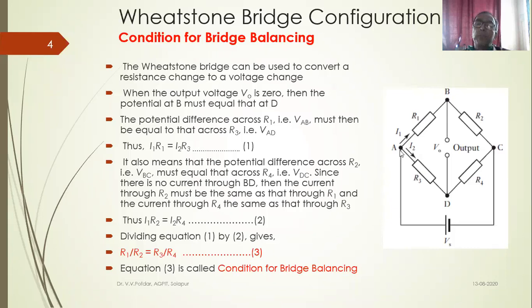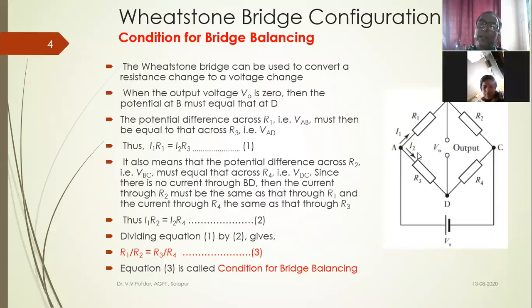So across 2 apex points A and C, I am giving the input voltage Vs, input DC voltage Vs. Vs corresponds to supply voltage. And as I said, I can give 5 volt DC or 6 volt DC as the input voltage. And across these apex points B and D, I take the output. So V0 is my output voltage, Vs is my input voltage.